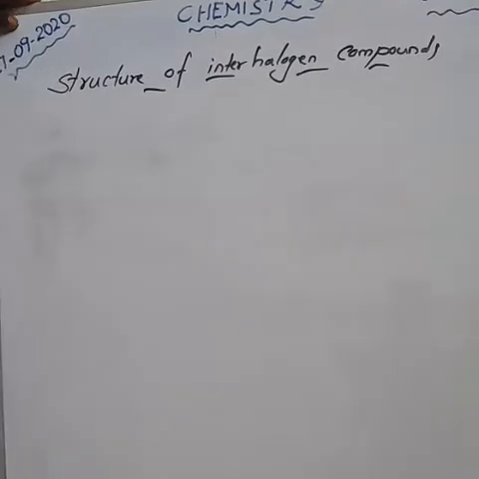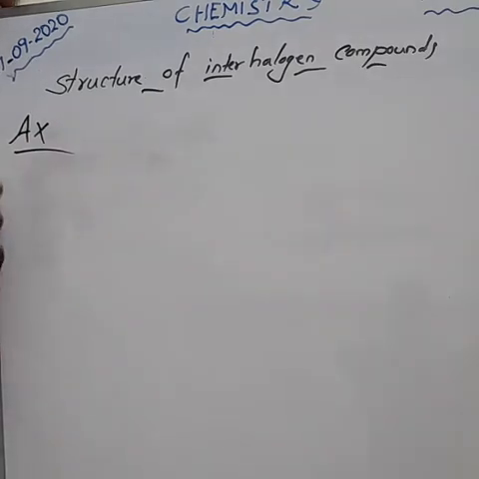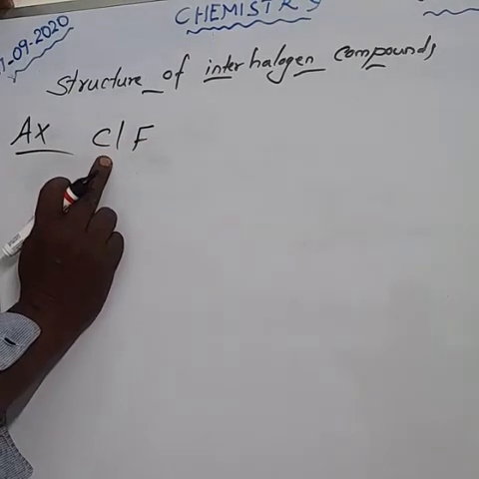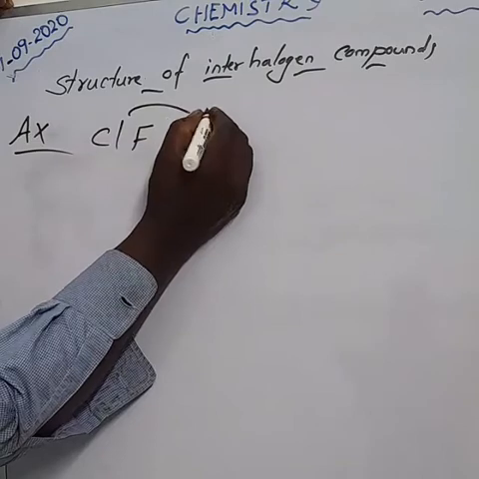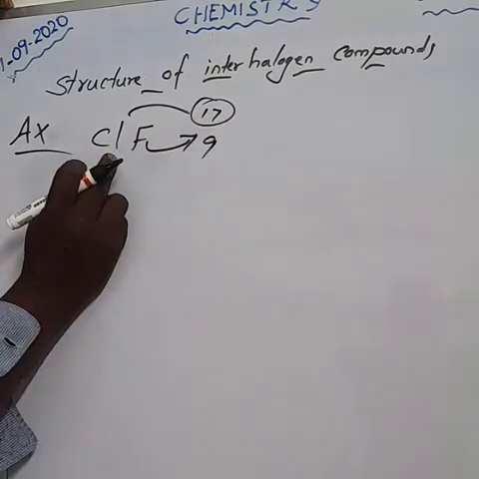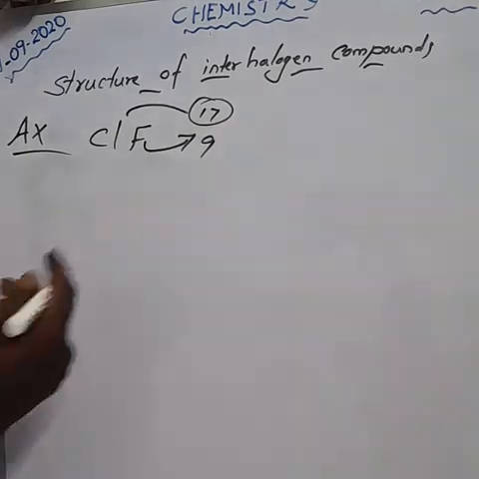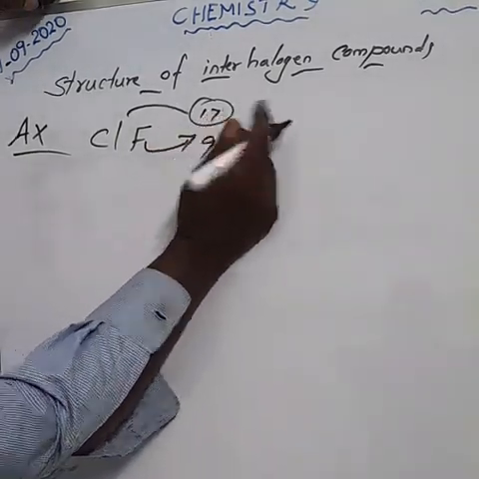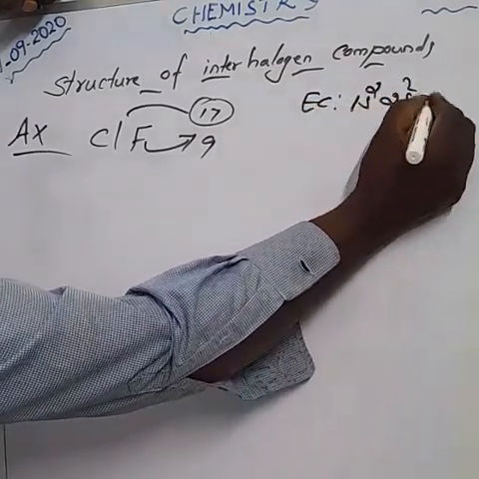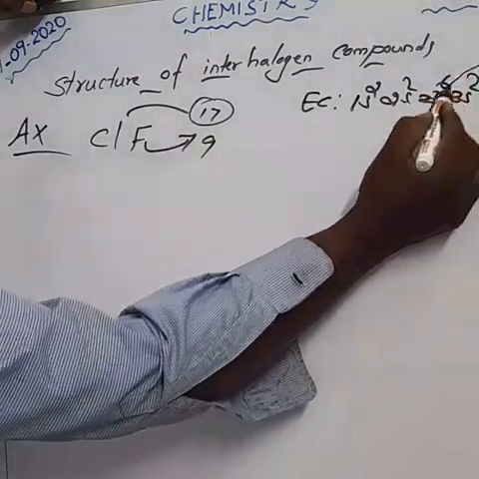First, the AX type. Here, we are taking ClF as the example. Already I told you which one has the higher atomic number: chlorine. The atomic number of chlorine is 17, and the atomic number of fluorine is 9. So first, chlorine. All of you know how to write the electronic configuration. The atomic number is 17, so the electronic configuration is 1s2, 2s2, 2p6, 3s2, 3p5. We are taking the valence.